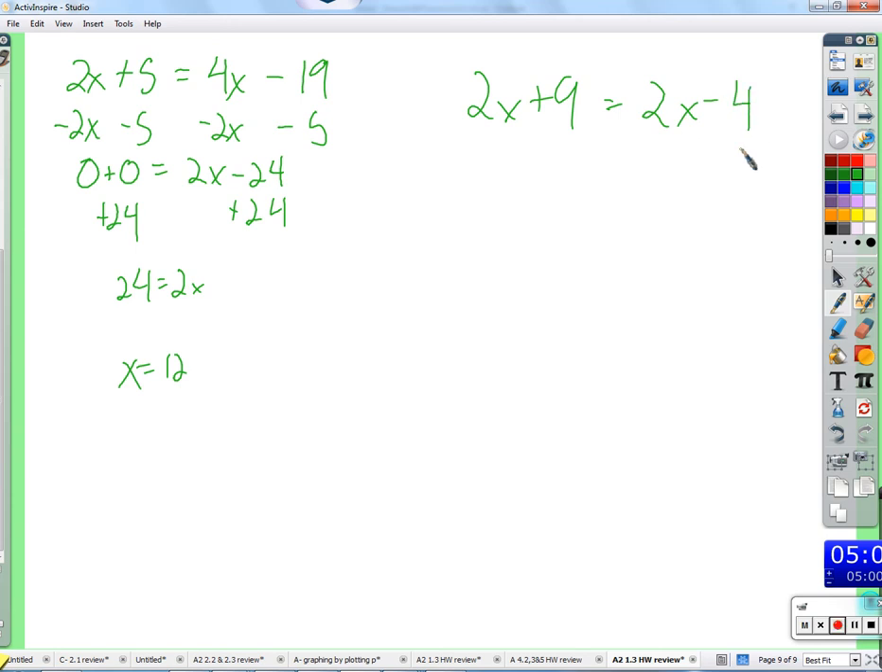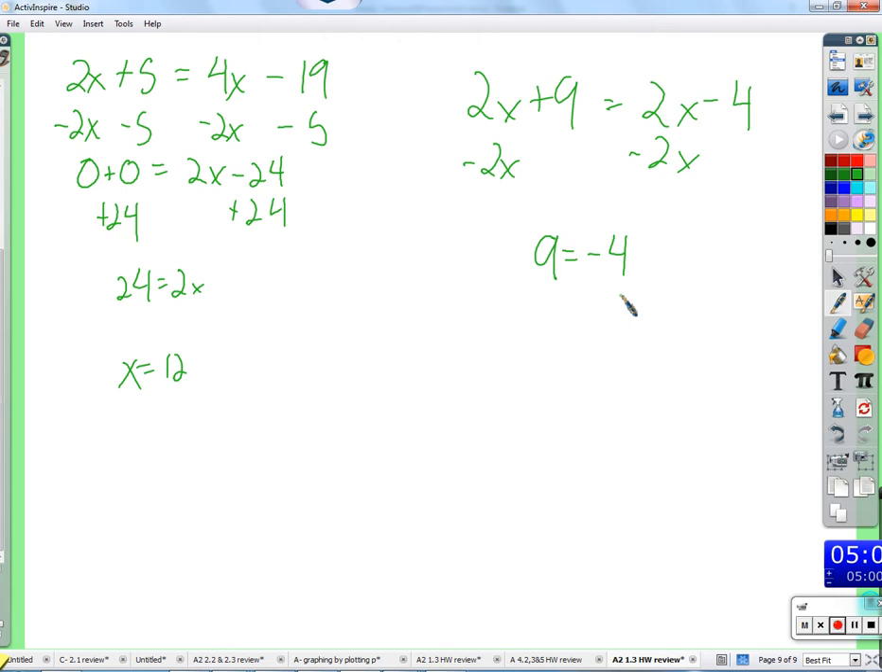Isolate x. Something funny is kind of occurring. Yeah, Mitch? If you try to get the x's on one side, you completely delete all of the x's. So all the x's go away, what do we get? 9 equals negative 4, 13 equals 0. Are any of these things true? No. Does 9 equal negative 4? No. What does it equal? 9. 9 equals 9. And what does negative 4 equal? Negative 4.